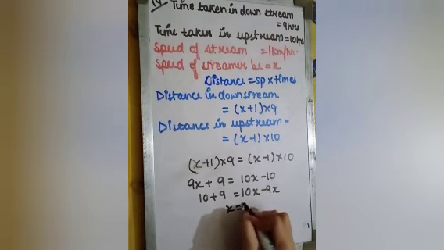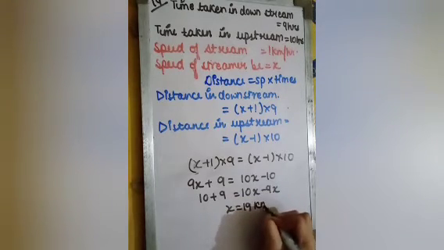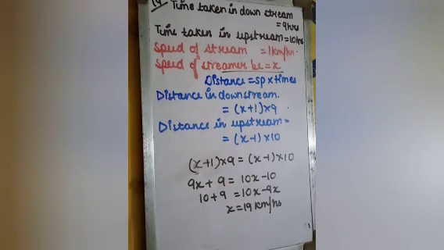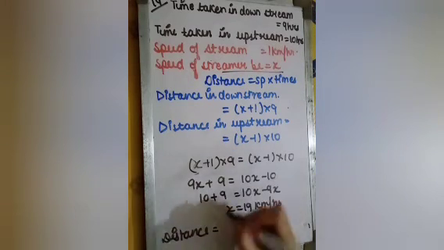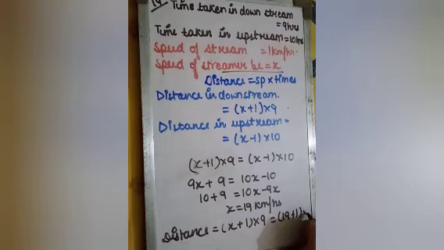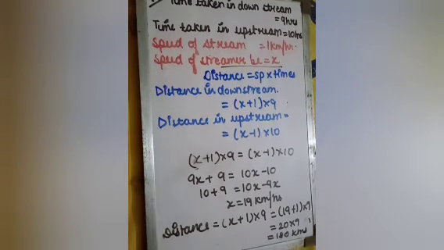So x equals to 19 kilometer per hour. This is the speed of streamer in the still water. Okay, this is the speed. Now we have to find the distance. So distance कोई भी एक ले लेते हैं. Let's take the downstream. x plus 1 into 9 and x की speed कितनी आई है? 19 plus 1 into 9. It is 20 into 9. That is 180 kilometers. So the distance is 180 kilometers. Okay.